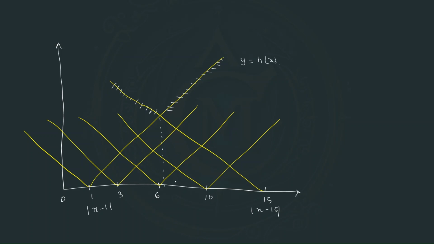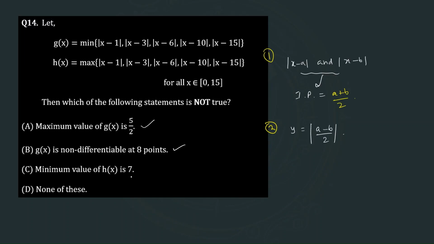So their intersection point will have the x coordinate, x equal to (15 plus 1) divided by 2, so 8. And the functional value at this point will be (15 minus 1) divided by 2, so 7. So we can clearly see the minimum value of h(x) will be 7. So this statement is also correct. So none of these options is not true. That means option D will be the correct option for this question.